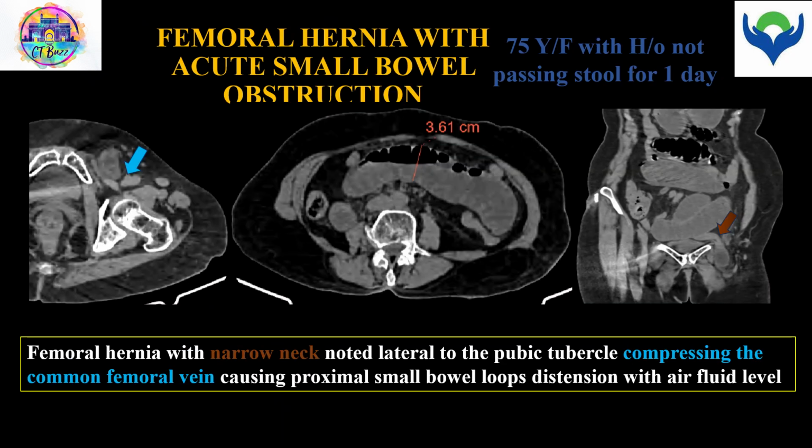This is a case of a 75-year-old female with complaints of not passing stool for 1 day, having a femoral hernia with acute small bowel obstruction. Femoral hernia is confirmed as the neck of the hernial sac is very narrow and lateral to the pubic tubercle, and is seen to have compressed the femoral vein, causing proximal small bowel loop distension with an air fluid level.